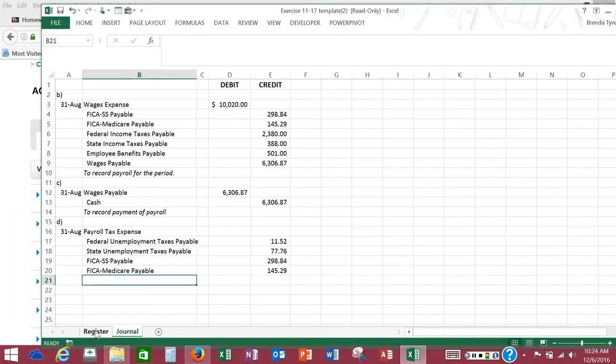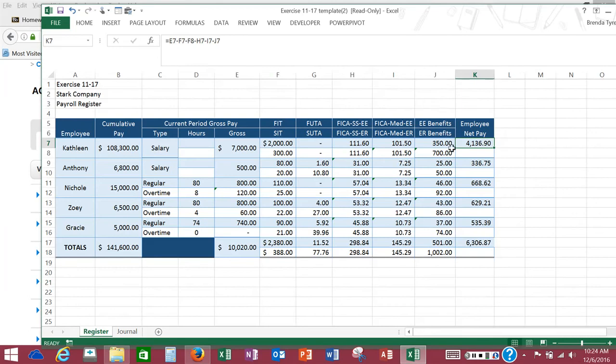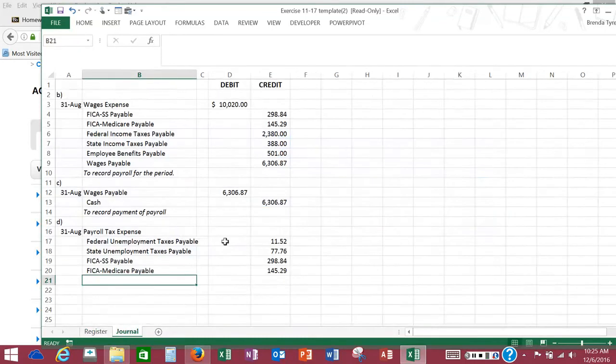We also have this employee benefit, right? We're going to treat that a little bit differently. We're going to put that in its own expense category and credit that payable separately. So let's finish up our payroll taxes first and we'll come back to that one. So these are the taxes that the employer is responsible for.